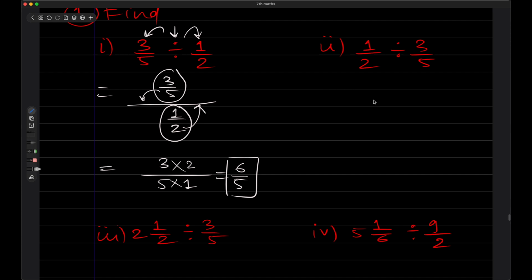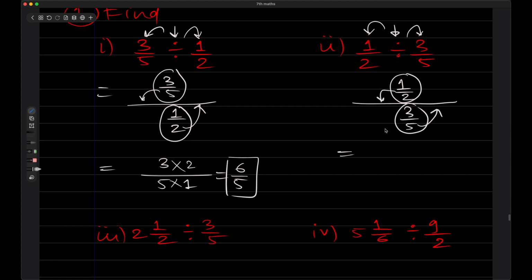For the second one, write the left side above the division line and the right side below the division line, that is 1 by 2 above and 3 by 5 below the division line. Now for all the fractions, send the denominator to the opposite side of the division line, that is equal to 1 as it is, send 2 to the opposite side, and 3 as it is, send 5 to the opposite side, that is equal to 5 divided by 6 as the answer.